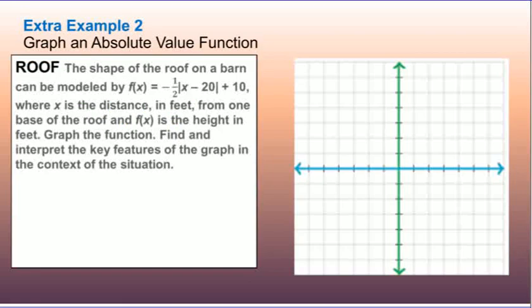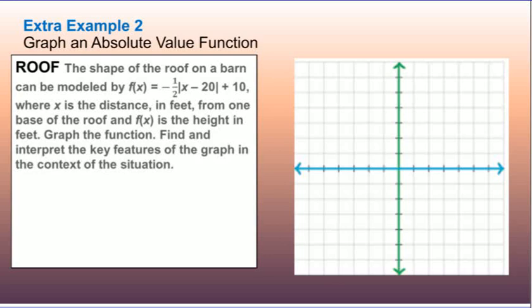Next example, the roof. The shape of the roof of a barn can be modeled by f of x equaling negative half times the absolute value of x minus 20, plus 10, where x is the distance in feet from one base of the roof, and f of x is the height in feet. Graph the function, and find and interpret the key features of the graph in the context of the situation. We're going to do something very similar to what we just did. This time though, we're just going to identify the key features.